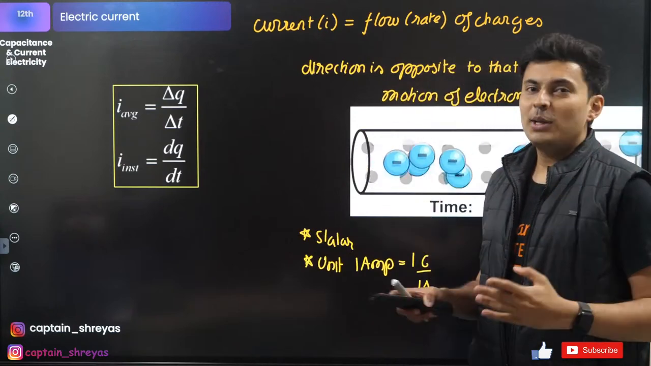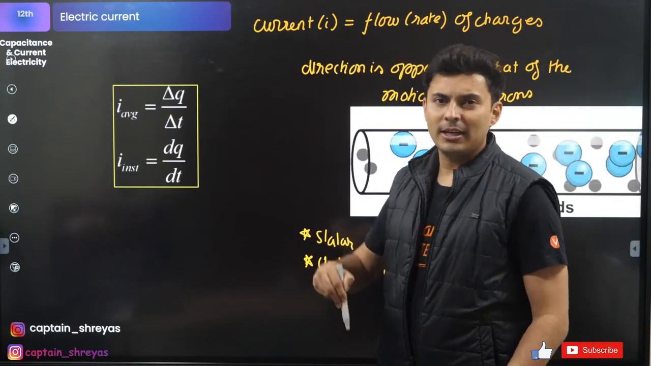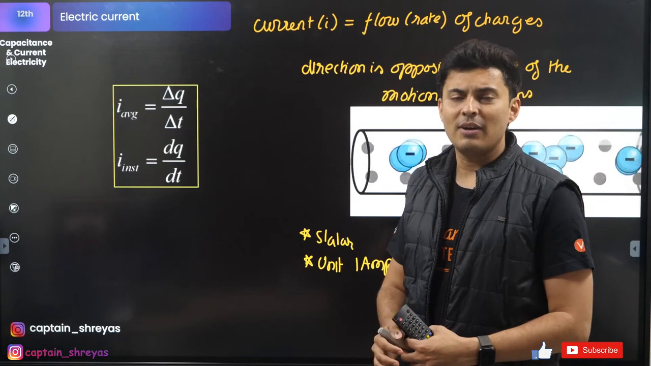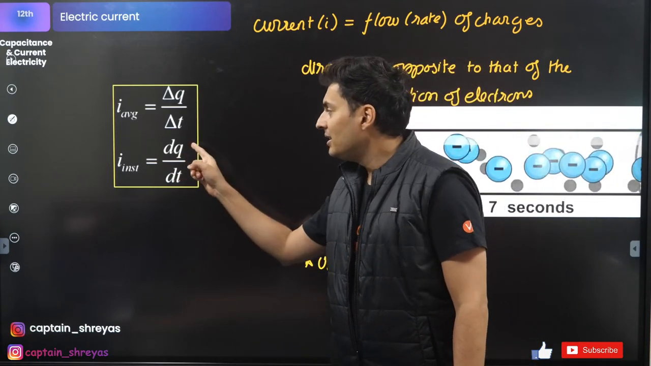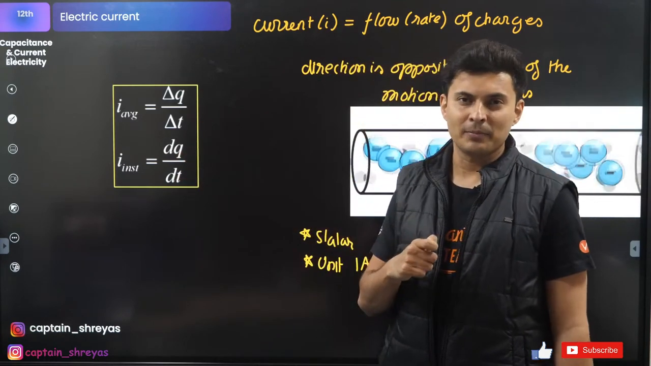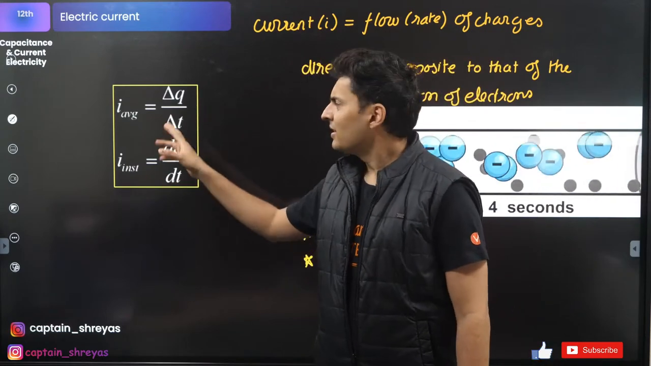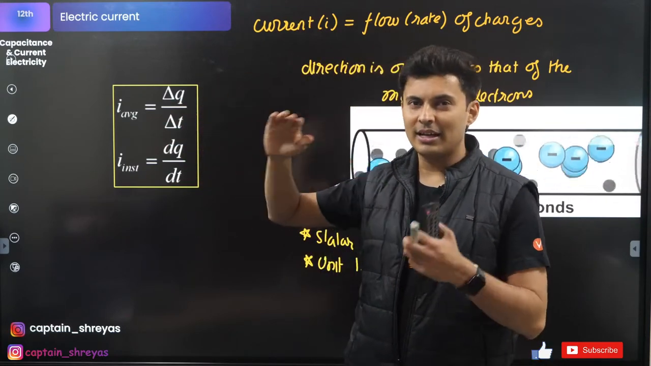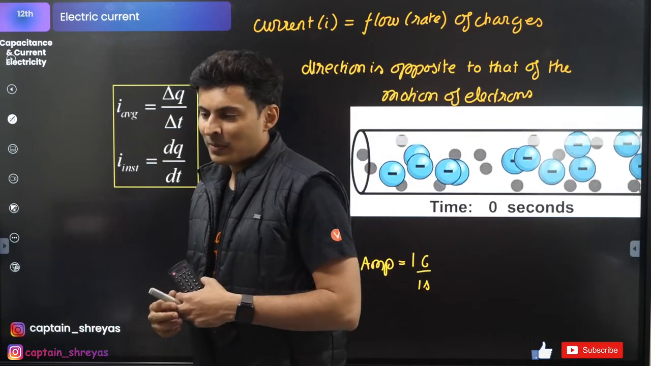The formula for current is nothing but charge by time. But if you want instantaneous value of the current, then you write it as derivative of the charge with respect to the time. So this is the instantaneous value. This is more like the average value if the currents are varying. Is that okay, guys? Everyone?